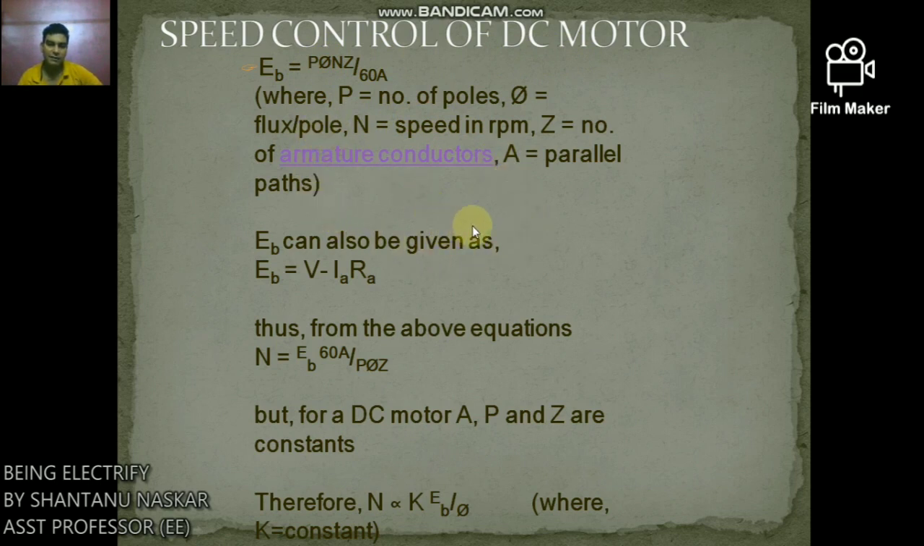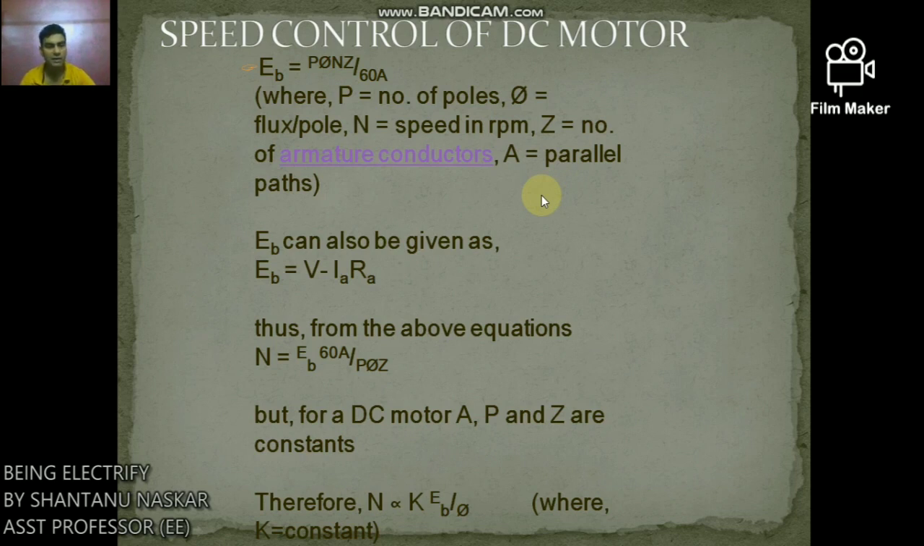Back EMF Eb of a DC motor is nothing but the induced EMF in the armature conductors due to rotation of the armature in the magnetic field. Thus the magnitude of Eb can be given by the EMF equation of a DC generator, which is Eb equals P phi Zn by 60A, where P equals number of poles, phi equals flux per pole, N equals speed in RPM, Z equals number of armature conductors, A equals parallel paths. Eb can also be given as Eb equals V minus IaRa.